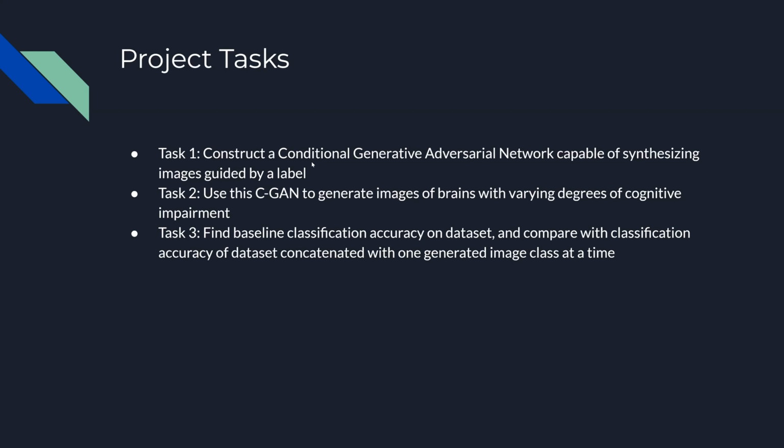A breakdown of the tasks for my project: task 1, I need to construct a conditional generative adversarial network. Task 2, I need to use this C-GAN to generate images of brains with varying degrees of cognitive impairment, which I'll talk more about how I define or categorize. And task 3, to verify the quality of my generated images, I'm going to find baseline classification accuracy on my data set of images, and then compare with the classification accuracy of that original data set concatenated with various image classes from my generated images.